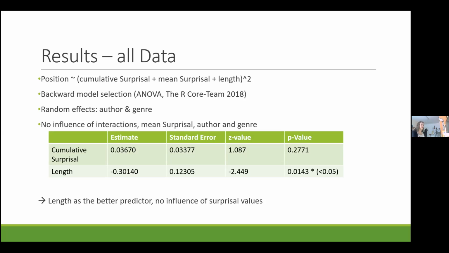Unfortunately, we could not show a significant result for the cumulative surprisal values of the whole data, but for length. So apparently length is the best predictor and information density does not have such a great influence. But this was the result for our whole data. And because it's a really long time span, we looked at our 50-year spans separately.